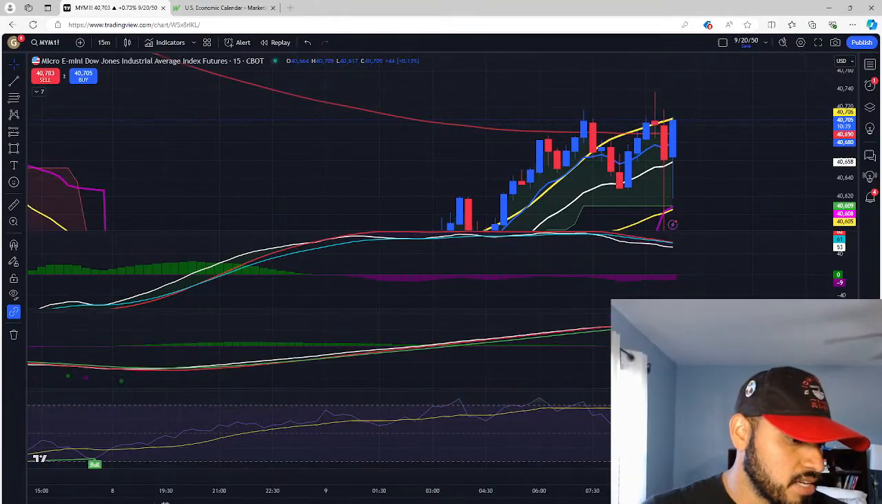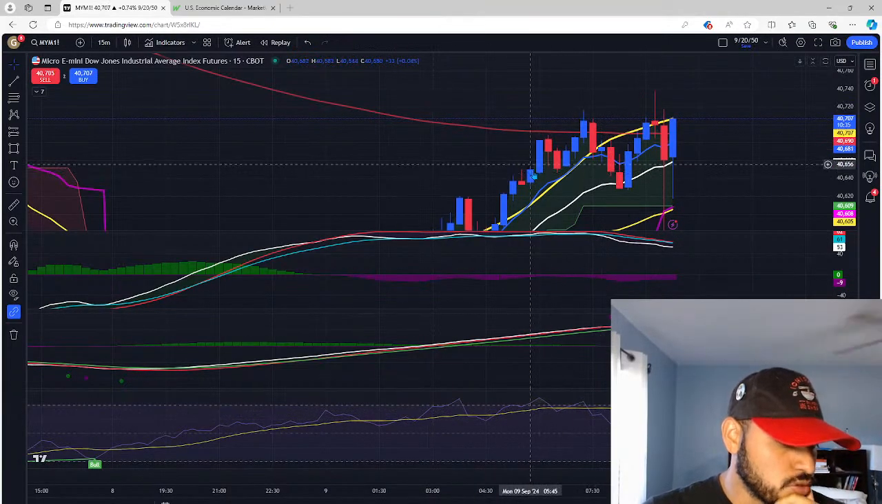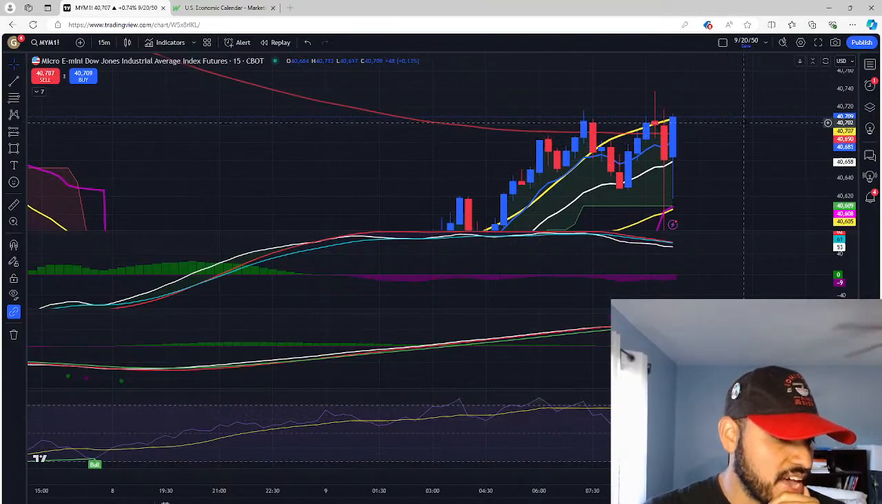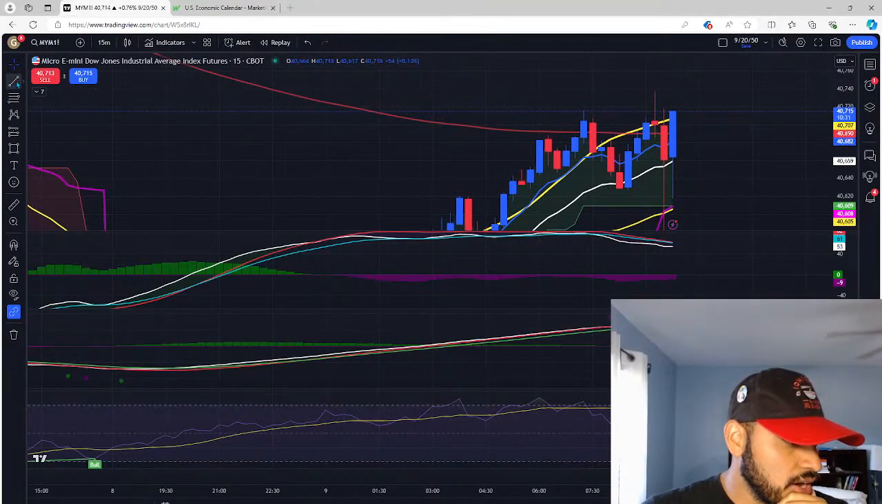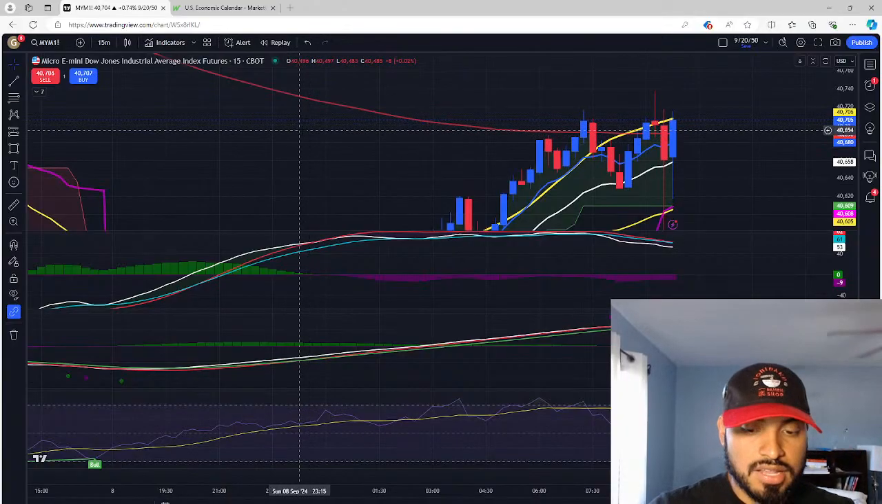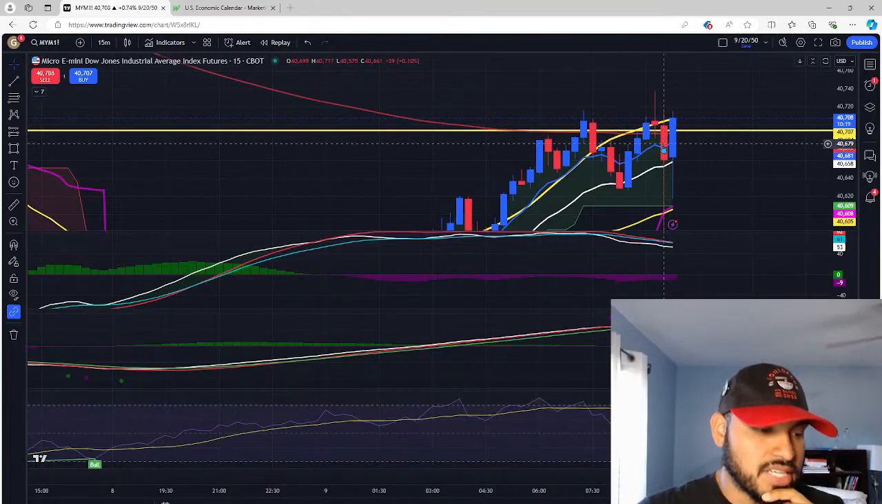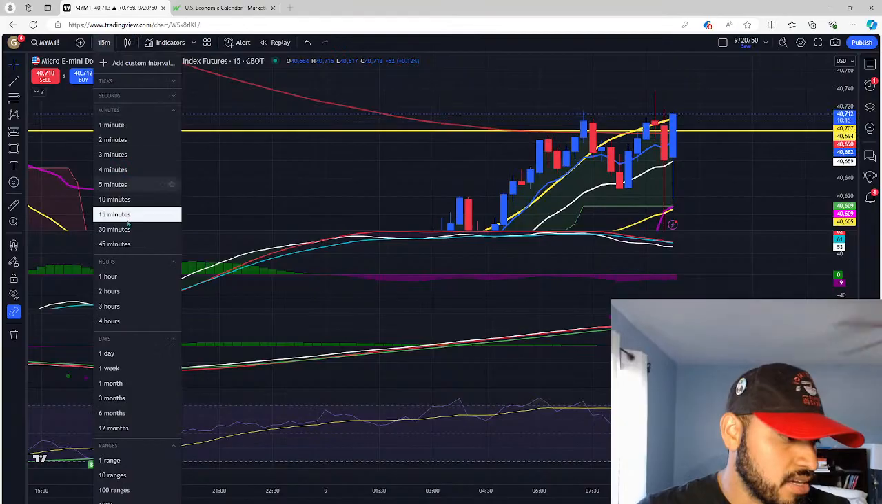that 15-minute 200 EMA. We are a little bit on the oversold side, but that doesn't mean anything. That just means we have price strength. So I do want to put a line right here, right across, so I can be mindful of where that 200 EMA is on the 15-minute.